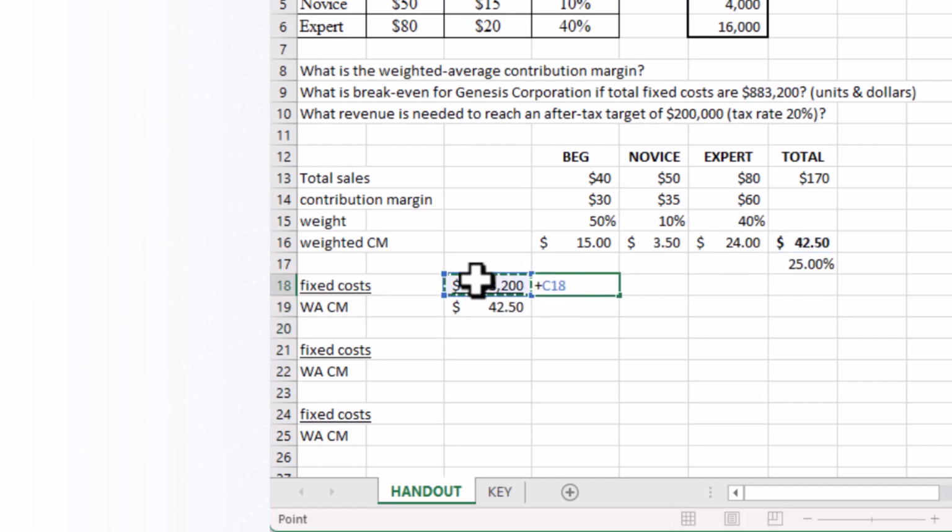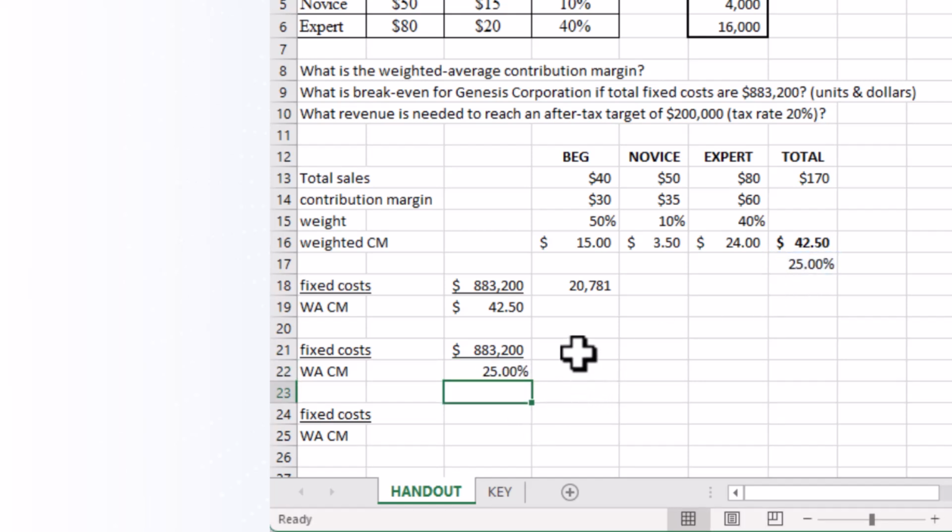It's not typical that anybody's interested in that because units of what, right? This is total units, but how many beginner, how many novice? And that usually is not too helpful. Usually we're doing it based on revenue, and we would use that weighted average contribution margin percent, and tell the team that's interested that we would have to sell about this, giving the assumption that the sales mix stays at this level.